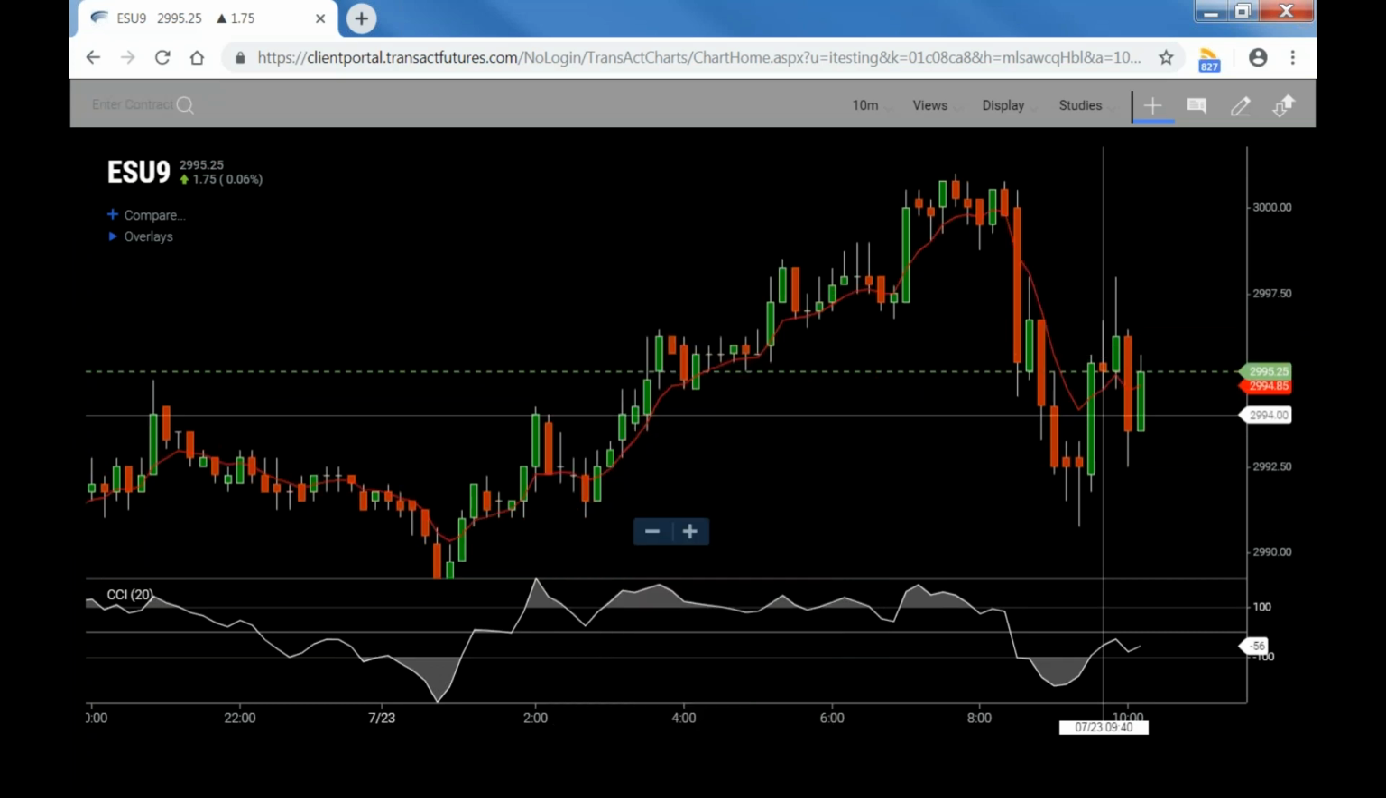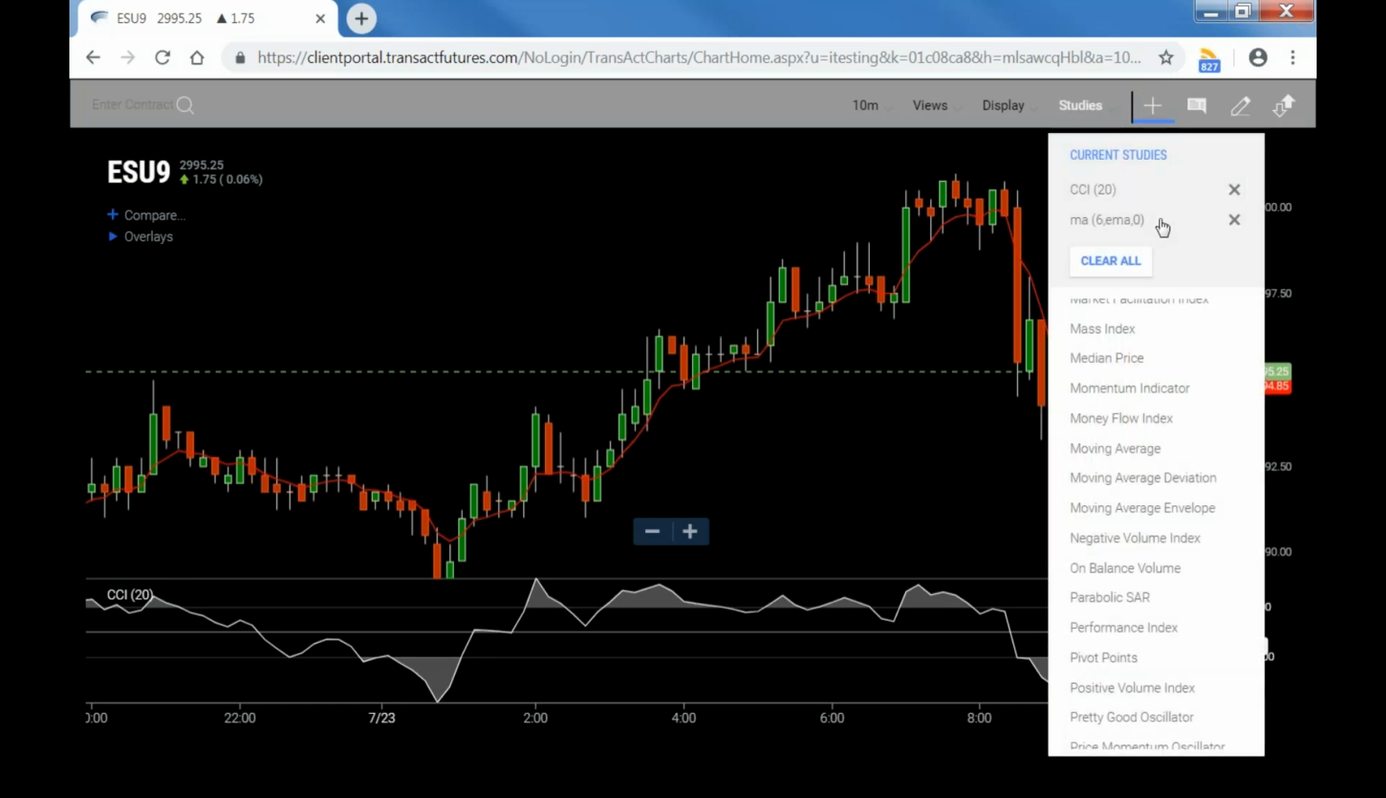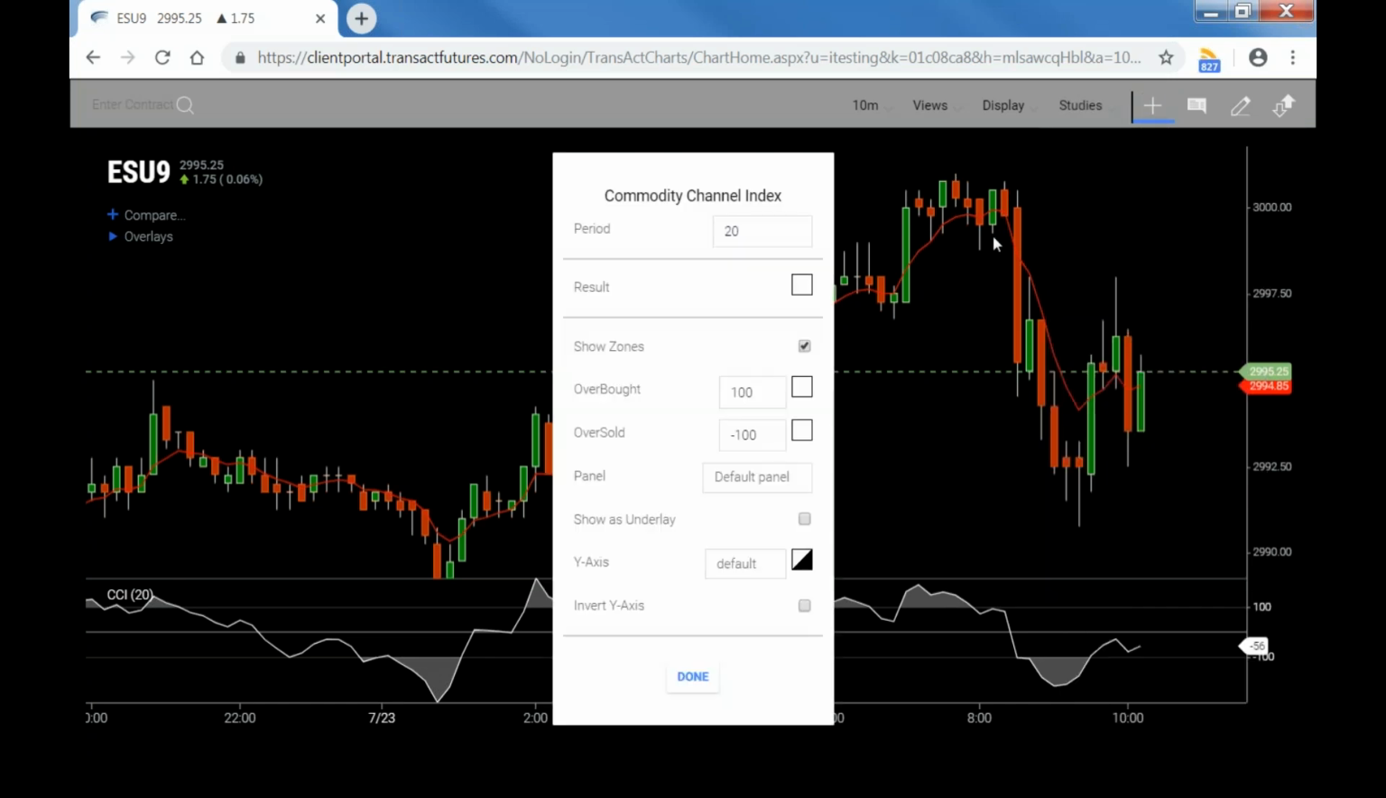We'll keep it red. Hit OK, and then, actually, keeping it red might have been a bad idea. Let's change that. I'm going to go to studies, CCI. Let's make it. Oops.